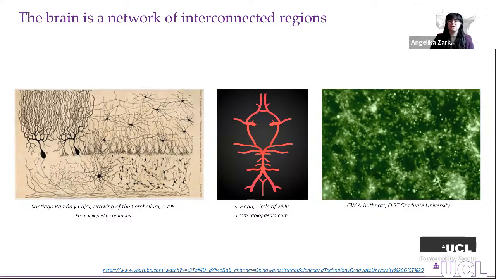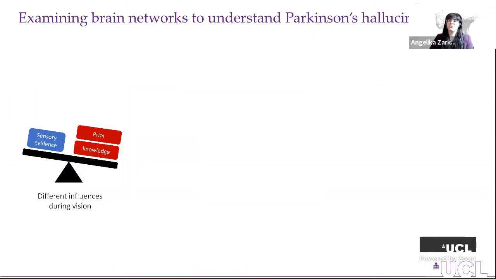And this allows us to examine the brain as a network rather than as a collection of distinct regions. And this could provide different kinds of insights into the brain, both in health and in the presence of disease. So here I'm going to focus on 4 different experiments using this network-based view of the brain to try and better understand Parkinson's disease hallucinations.